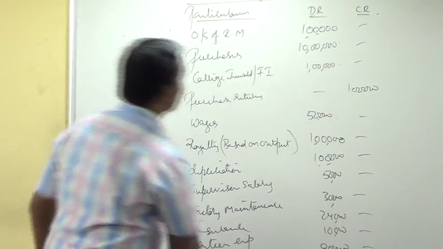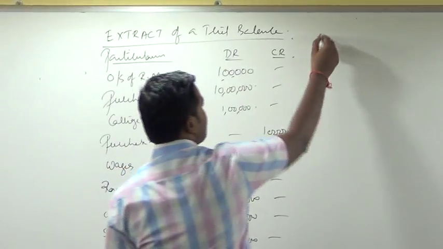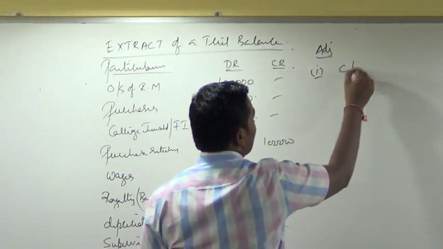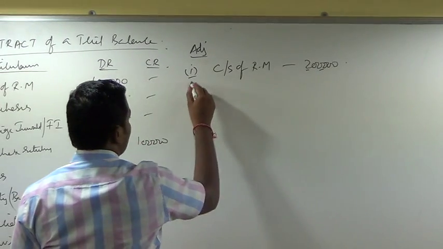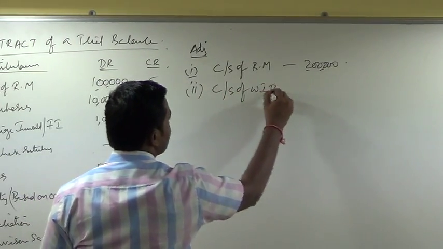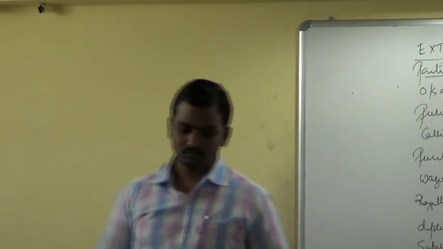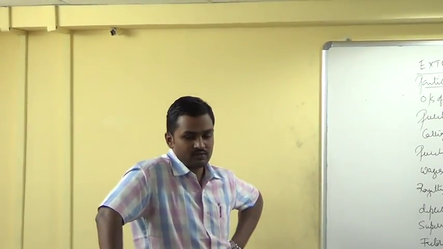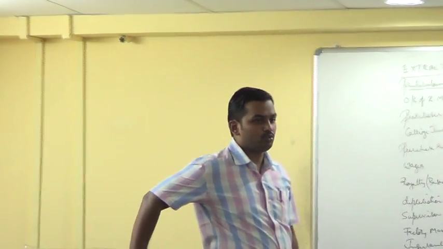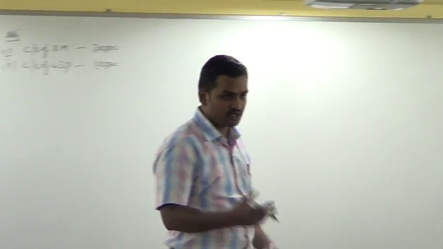Close the trial balance. Adjustments. Number one, closing stock of raw material, 2 lakh rupees. Two, closing stock of work in progress, 1 lakh rupees. If such a trial balance is given to you, you are asked to prepare the manufacturing account and calculate the cost of production. How will you calculate? That is what we are going to learn here.